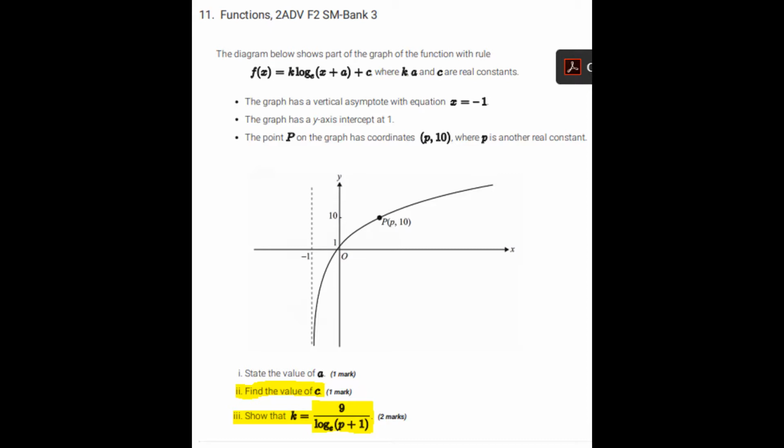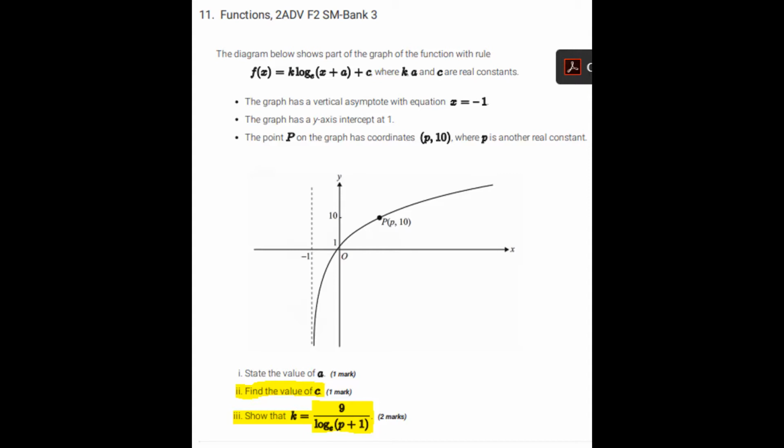So from there we're then asked three things. Part 1, state the value of a. Part 2, find the value of c. And part 3, show that k is equal to 9 divided by log of (p plus 1). Now the student has asked for help on part 2 and part 3, and I think that's because part 1 is fairly straightforward.